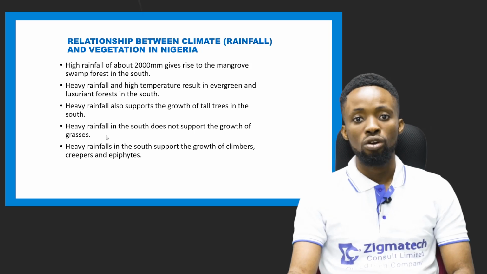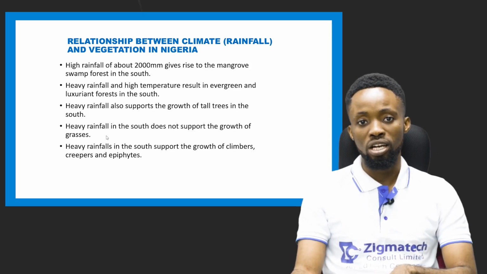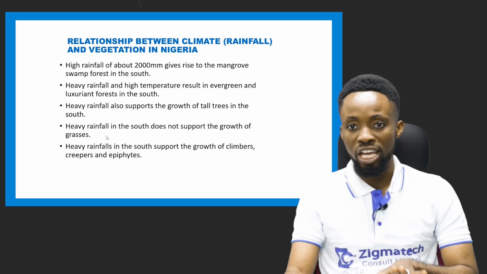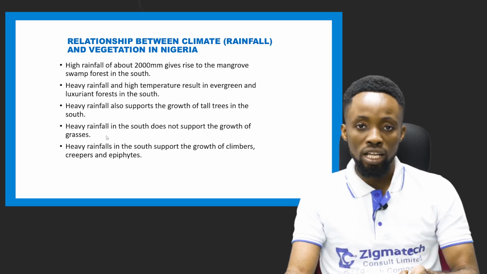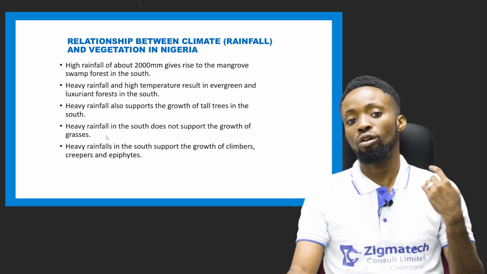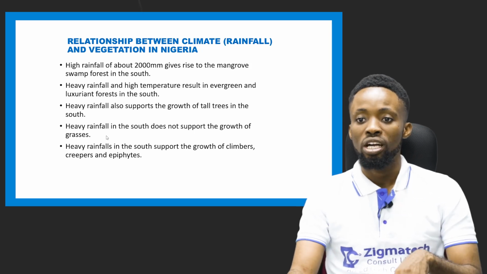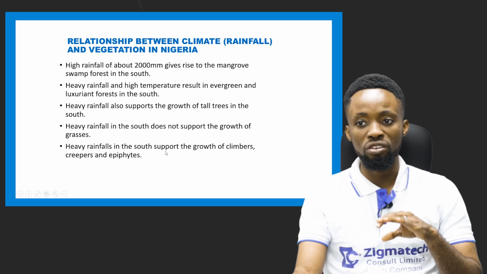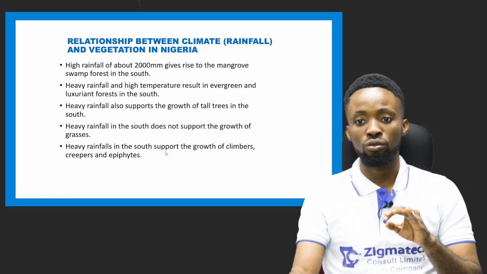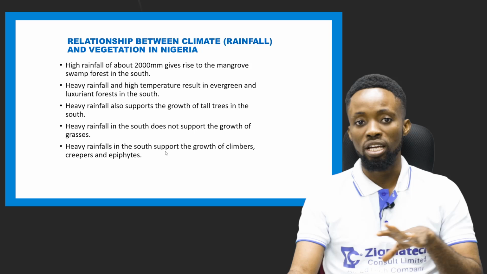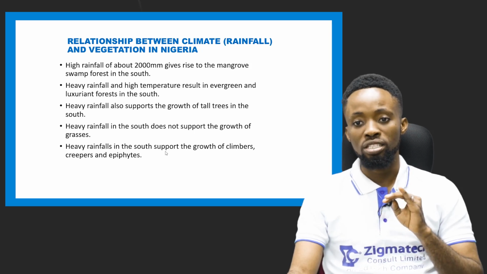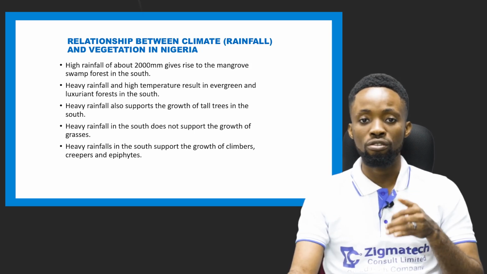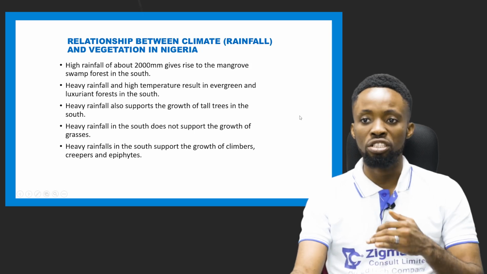That's why we don't have a savanna in the southern part of Nigeria, because the amount of rainfall is usually high compared to the northern part of Nigeria. And also heavy rainfall in the southern part of Nigeria supports the growth of epiphytes, creepers, and climbers, and this is common in the tropical rainforest region of Nigeria.